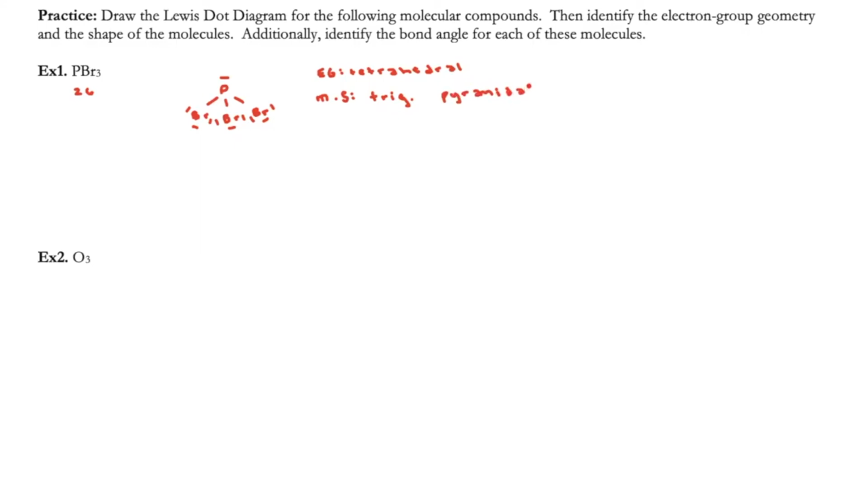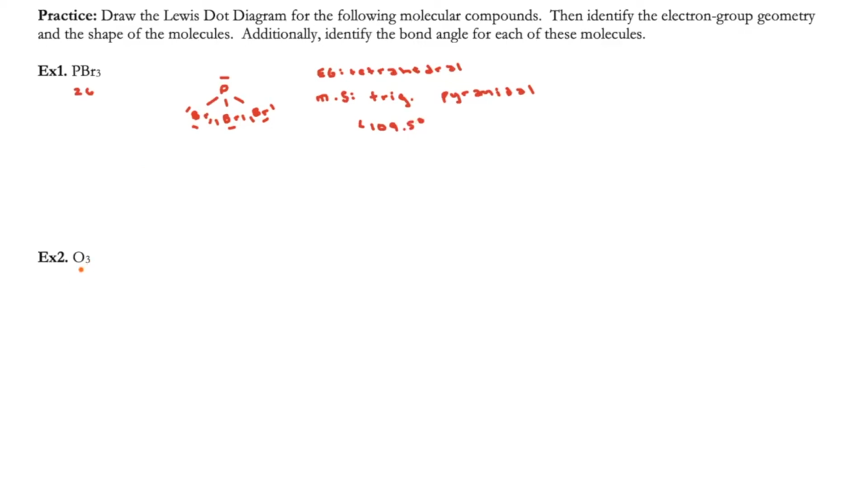Okay, and then finally it wants to know the bond angle. Since this electron group geometry was tetrahedral, my bond angle will be close to 109.5. However, since I have this lone pair of electrons here, it's going to be less than 109.5. Okay, let's look at the next example, O3.